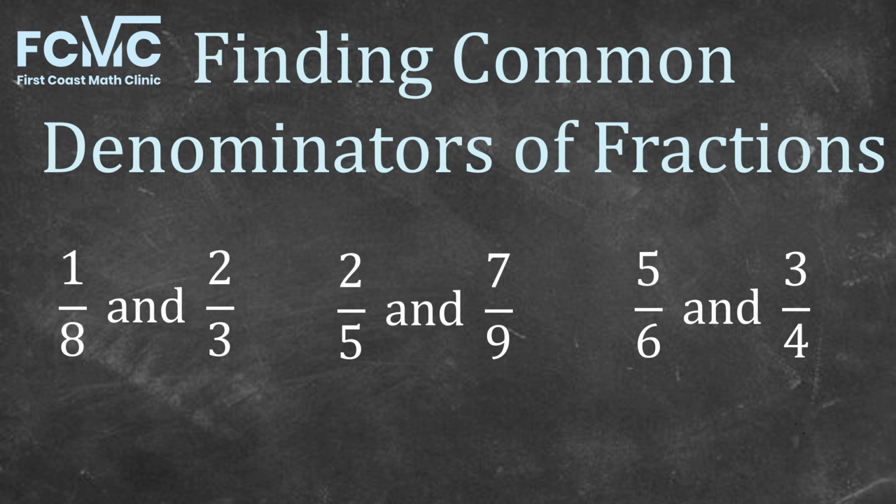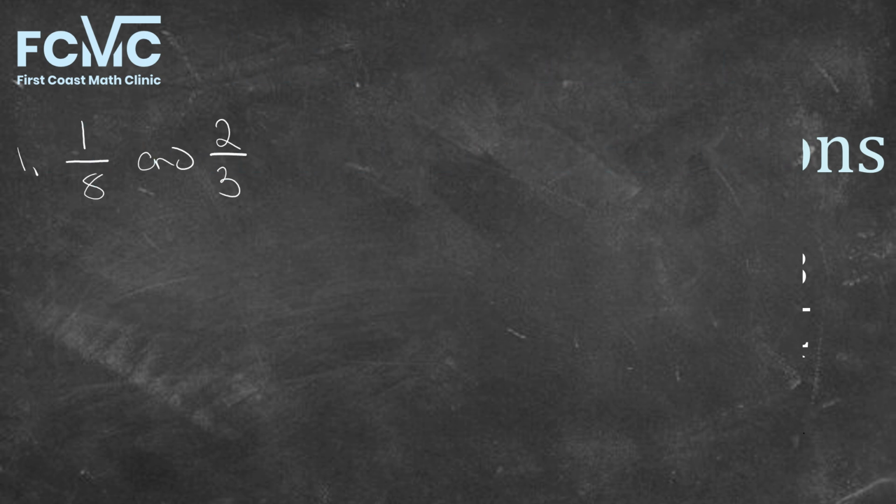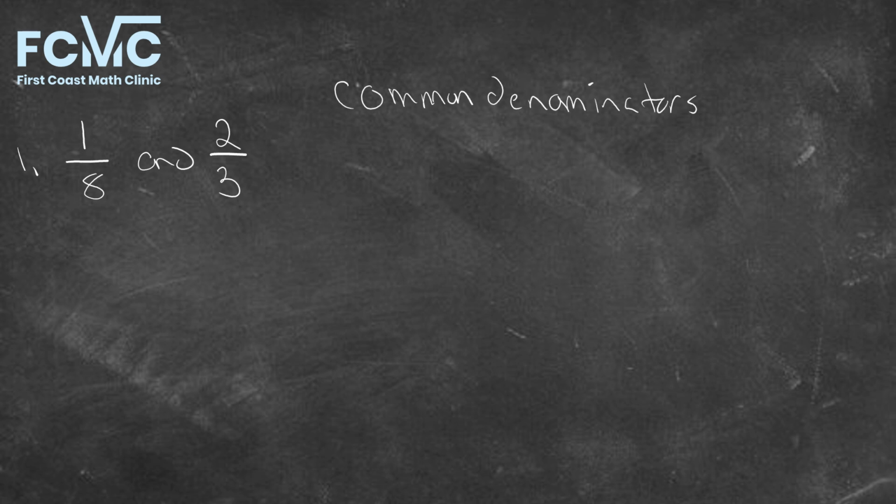In this video, we're going to cover how to find the common denominators of fractions. Let's get into it. So our first example is going to be 1/8 and 2/3. And before we get into this, let's talk about what common denominators are. Common denominators are basically just the least common multiple of the denominators. I have another video on least common multiples if you want to review that. The link for that's coming up right now, as well as at the end of this video. But I'm going to review how to find the least common multiple or common denominators for these examples.